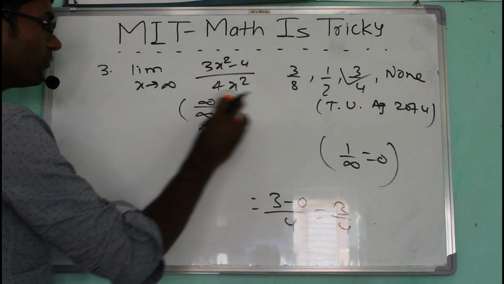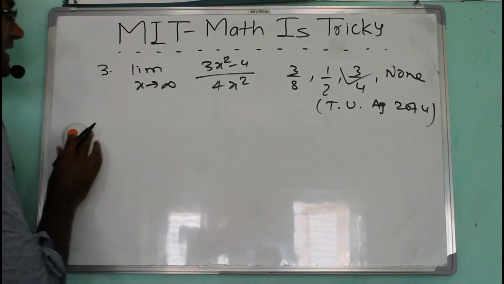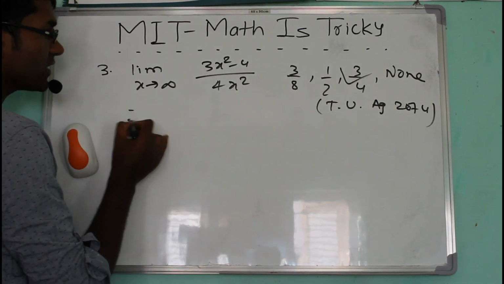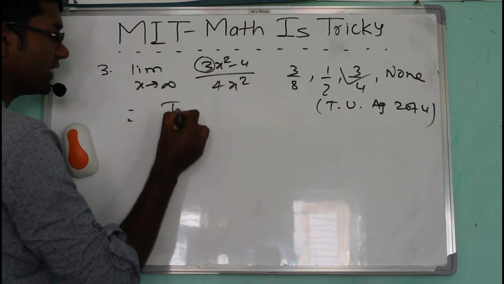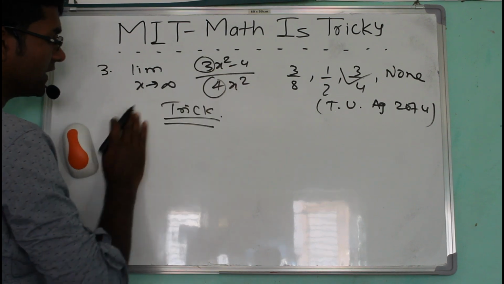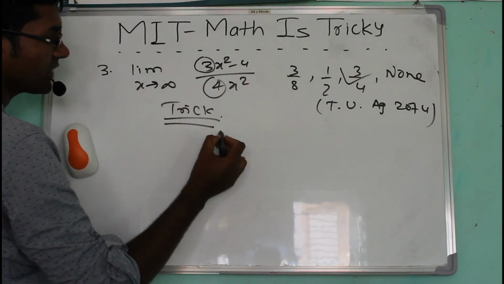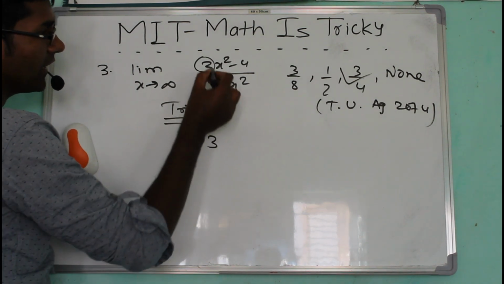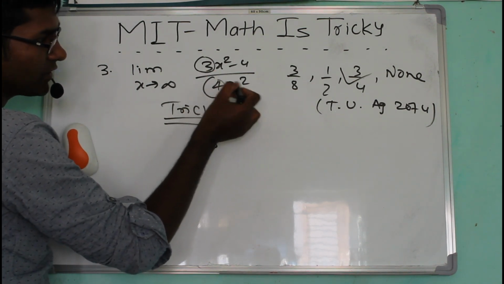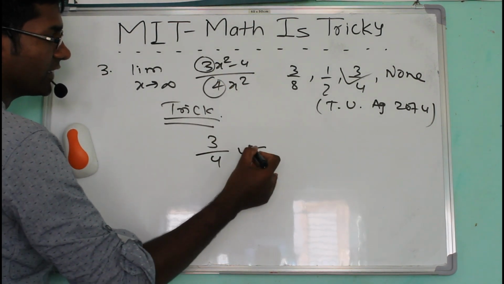For this type of problem we can write the answer in one line within a second. The trick is this: the highest power in the numerator is x square, the highest degree term is 3x square, so simply write 3, and then the highest degree term in the denominator is 4x square, so simply 3 by 4 will be your answer. Directly you can write the answer.